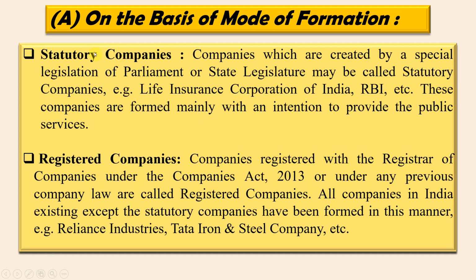So the statutory companies are those companies which are formed by a special act of Parliament or by a state legislature. For example, life insurance, your RBI, they are formed by the government. But the rules of the Companies Act 2013 are also applicable to these kinds of companies, along with the rules of the Parliament or rules of the government.